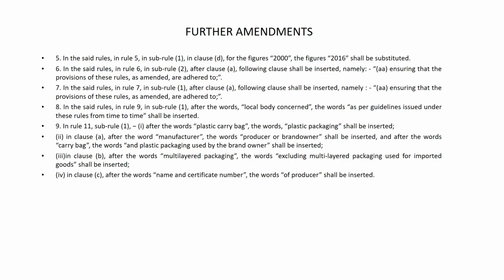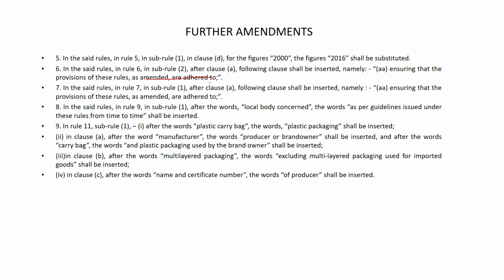Further amendments: in Rule 5, for the figures 2000, the figure 2016 shall be substituted. In Rule 6, after clause A, ensuring that the provisions of these rules are amended and adhered to. In Rule 7, ensuring that the provisions of these rules are amended and adhered to. In the said rules, in Rule 9, after local body concerned, the words as per guidelines issued under these rules from time to time shall be inserted.